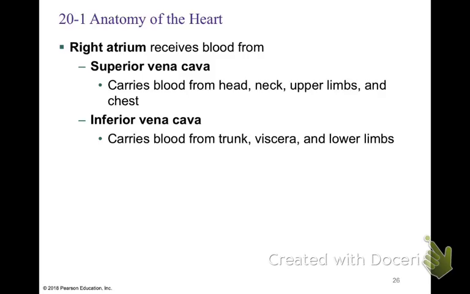All right, here are the vessels for the chambers. We're going to get started on those. The right atrium receives blood from the superior vena cava. Again, that drains the head, the neck, and the upper limbs, and also the upper chest. And then the inferior vena cava is carrying blood from below the diaphragm. So that's from the torso, from the viscera, and from the lower limbs.